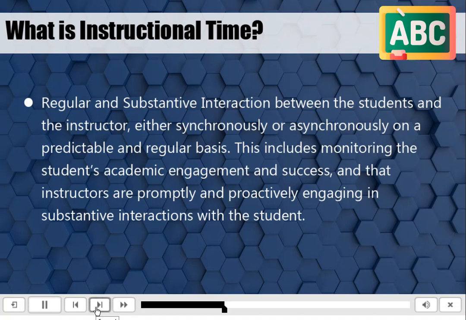So this includes monitoring the student's academic engagement and success, and instructors promptly and proactively engaging in substantive interactions with the student. The big key words in that, and again, this comes from the Department of Education and from the Carnegie Foundation trying to define instructional time, the big takeaways are that it's regular and substantive, and it's proactive, and it's not a reaction.